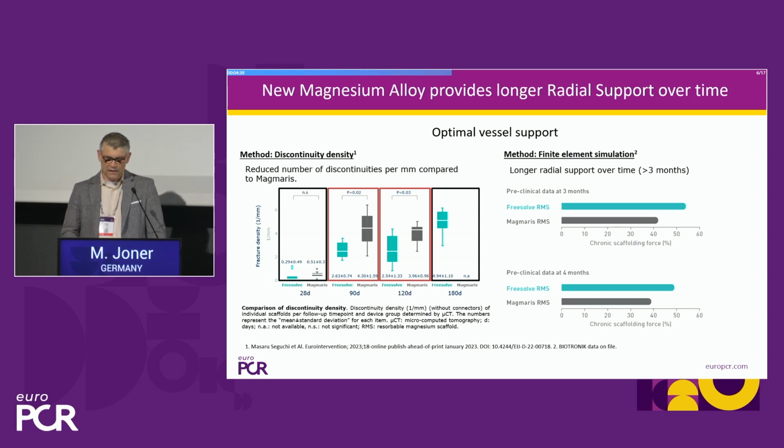And that tells us on the right panel, if you translate this into radial strength, and this is finite element simulations from preclinical data, at 3 and 4 months you can see a significant improvement in terms of radial strength.